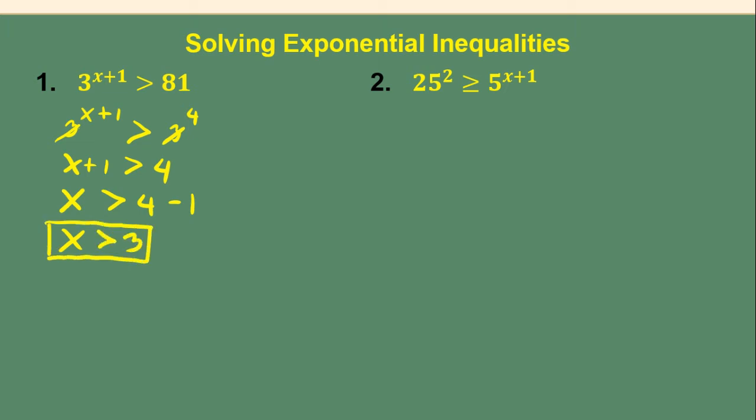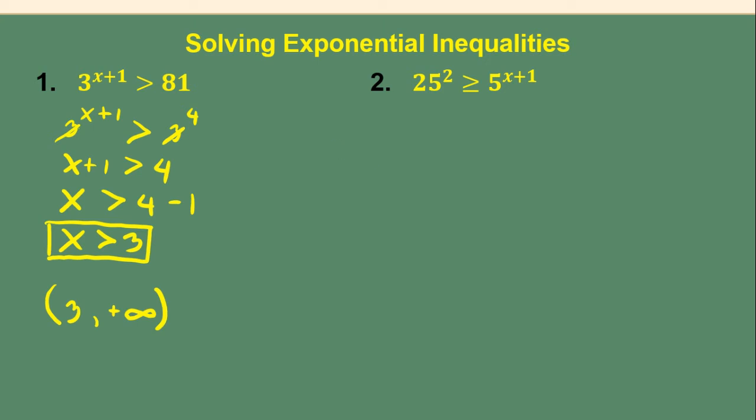And then for our solution set, that is open parenthesis 3 up to positive infinity. Okay, so we use parentheses because 3 is not included in our solution set. So this is read as from 3 up to positive infinity.